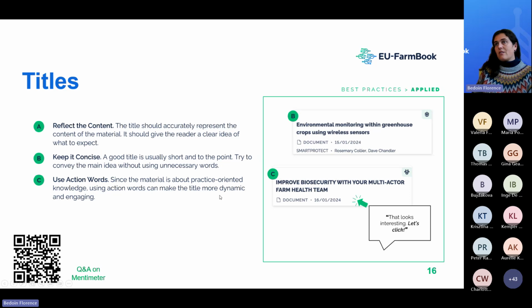Another good example is this one: improve biosecurity with your multi-actor farm health team. And what is also nice in this one is the use of action words. It makes the title more dynamic and engaging for the user. And also, because it's practice-oriented, it reflects this practice-oriented part.